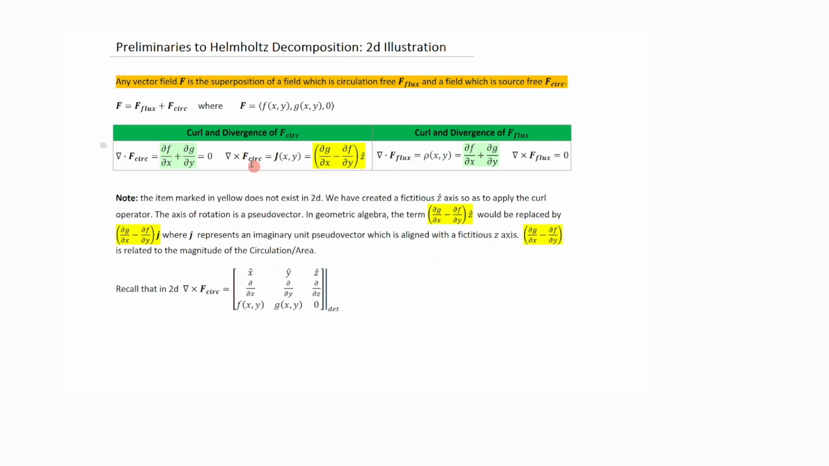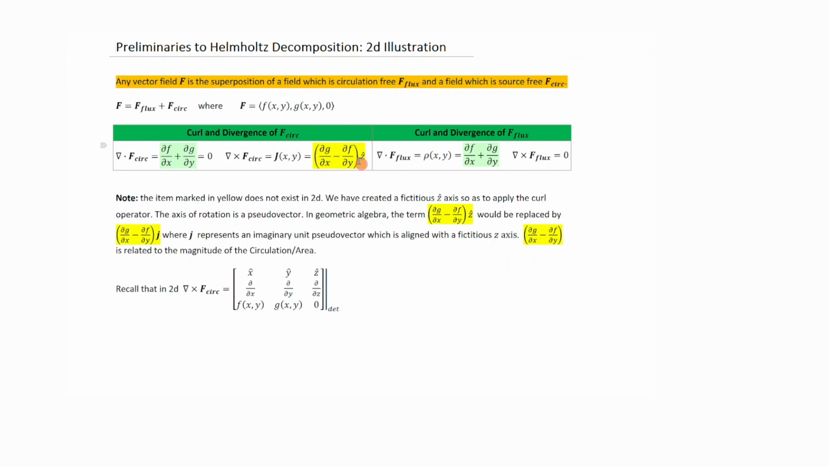And if you take the curl, then you'll end up with this expression here. I've marked it in yellow, and in fact what I've done is use the determinant operator operating on the vector field and the partial derivatives. So partial x, y, z, and then f, x, y, g, 0. If we do the determinant of this, we'd end up with the expression that you see here.